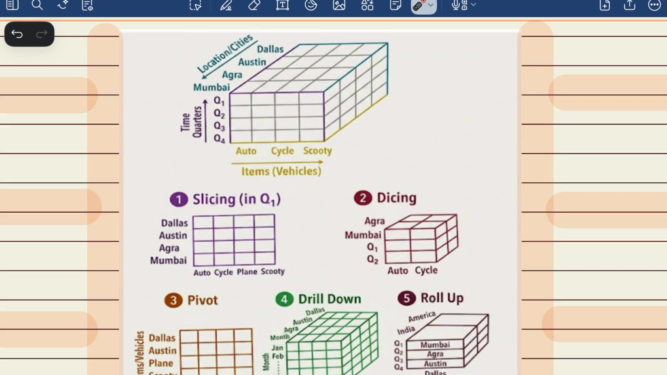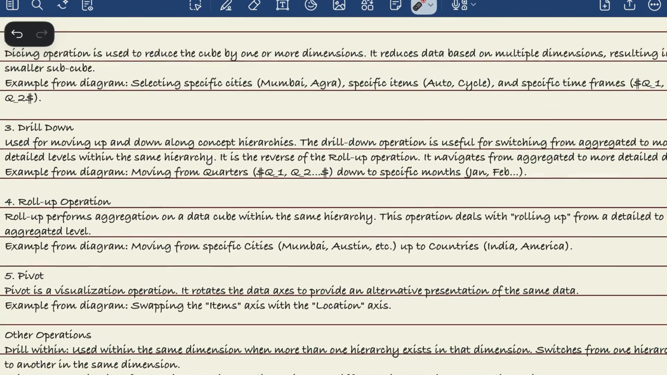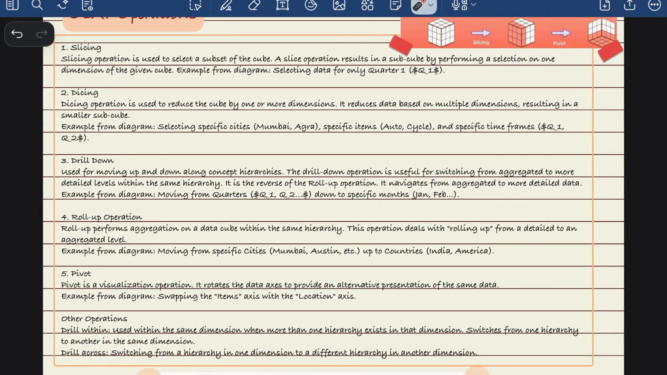So these are the few major operations of OLAP, and it is mostly asked. You need to create the diagram, and you need to understand by taking an example of any company and explain all the operations like this before, and then give the example diagrammatic representation as well.